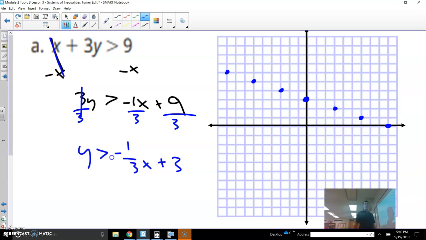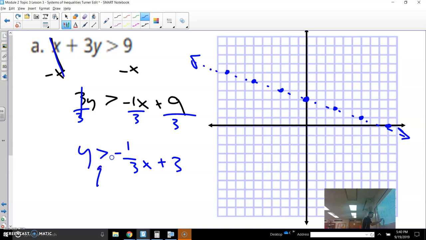Okay, and now I'm going to ask myself, should this be dashed or solid? I notice that there is no or equal line under my inequality, so that means nothing on the line is in the solution. And that is why we use an open line, kind of like an open point on a number line for just less than or just greater than. Nothing on the line is in the solution space.